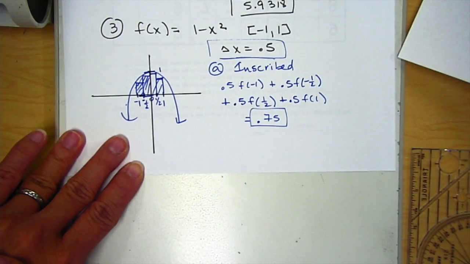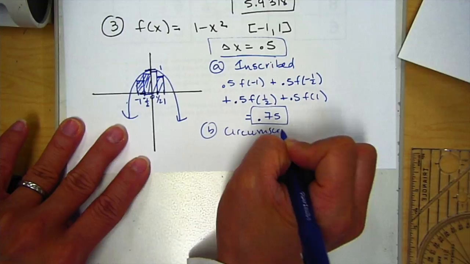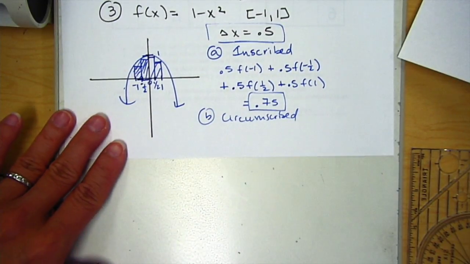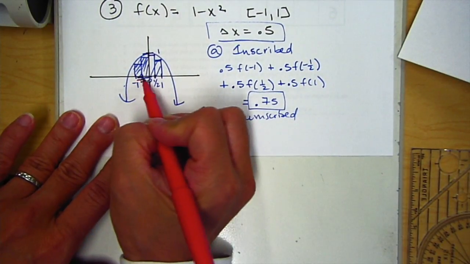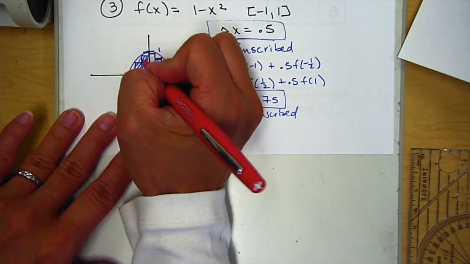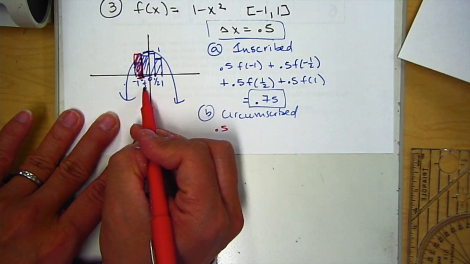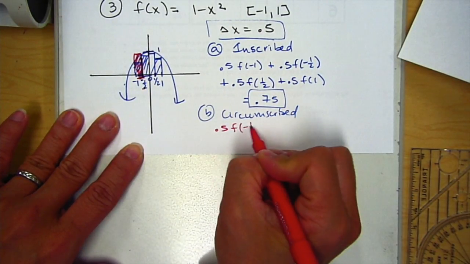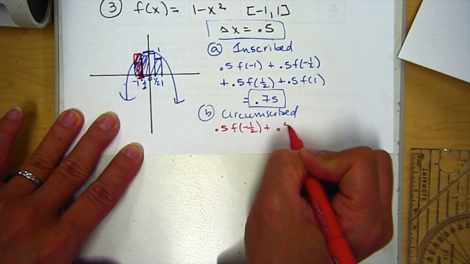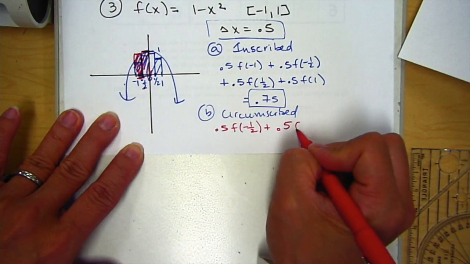Okay? Now, for this, if you're going to do the circumscribed, same thing, width is still the same, never changes. So I'm still going to use 0.5 for the width. You're still going to have 4 rectangles, but this time I want to go over the curve. So notice the first rectangle, I have to hit the curve at -1/2. So there's my first height. The next rectangle, I'm going to hit it at 0. So it's going to be f of 0.